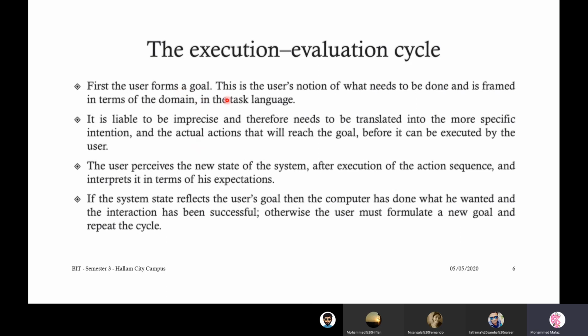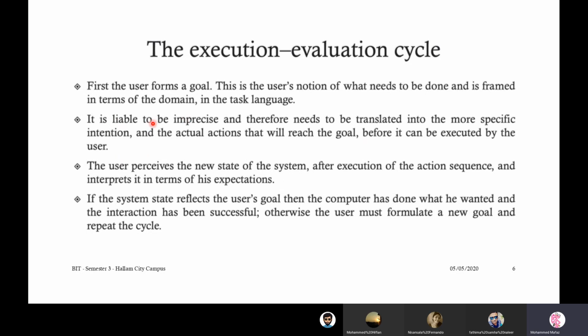First, the user forms a goal. This is the user's notion or idea of what needs to be done and is framed in terms of the domain in the task language. It is liable to be imprecise and therefore needs to be translated into a more specific intention and the actual actions that will reach the goal before it can be executed by the user.